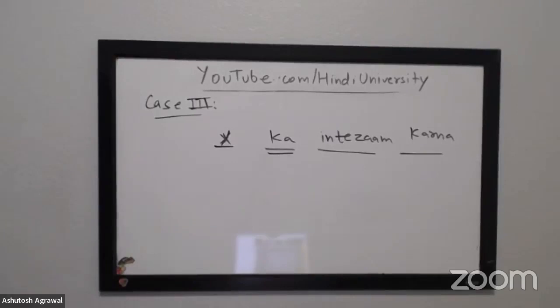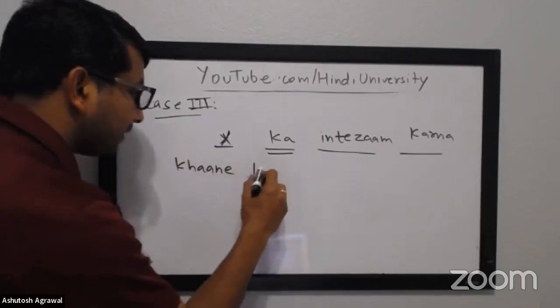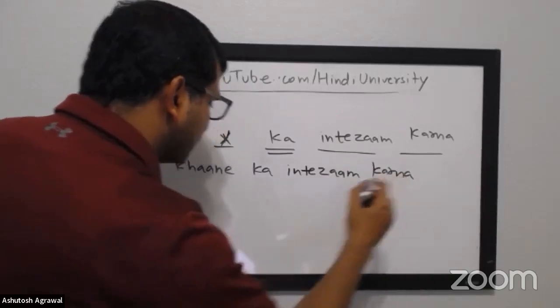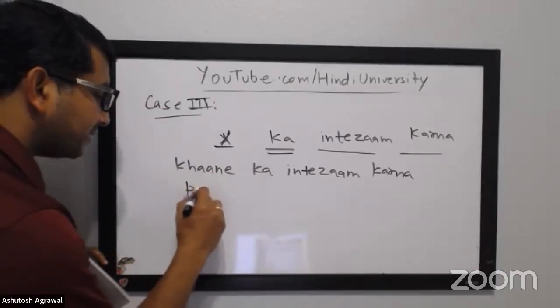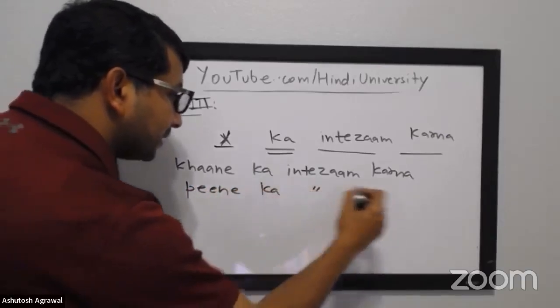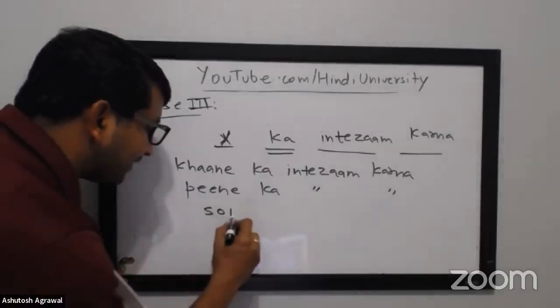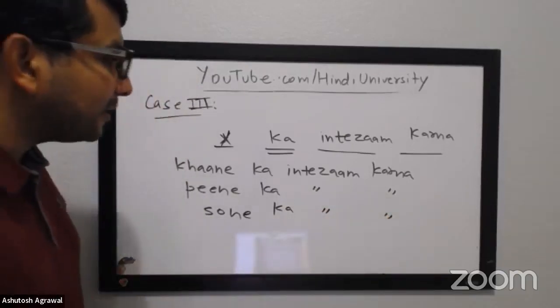So the first example you have is khane ka intizam karna. Similar to that, you have pine ka intizam karna. I'll write out some more. What other arrangements can you think of? So intizam, as in sleep. A lot of guests came to the house, and you want to make sure that you can put beds everywhere. So sone ka intizam karna. Okay, anything else?